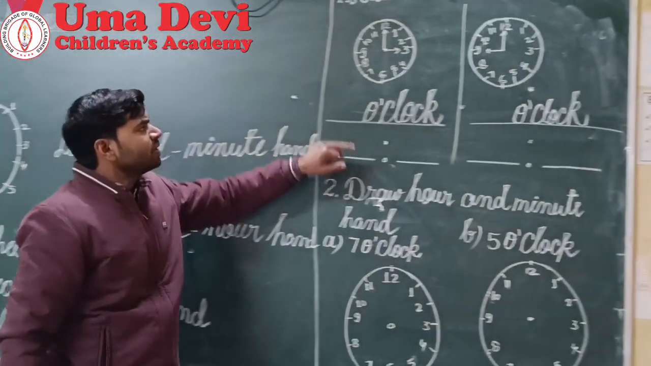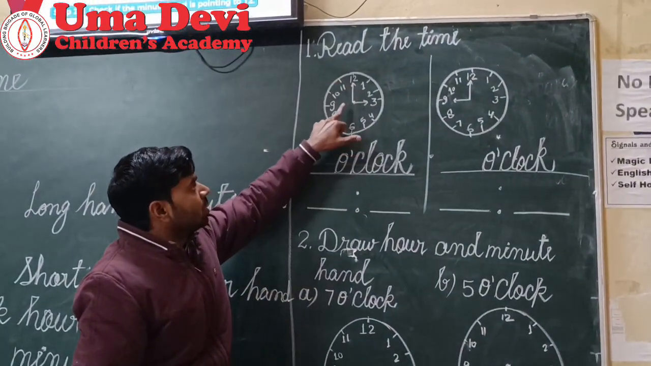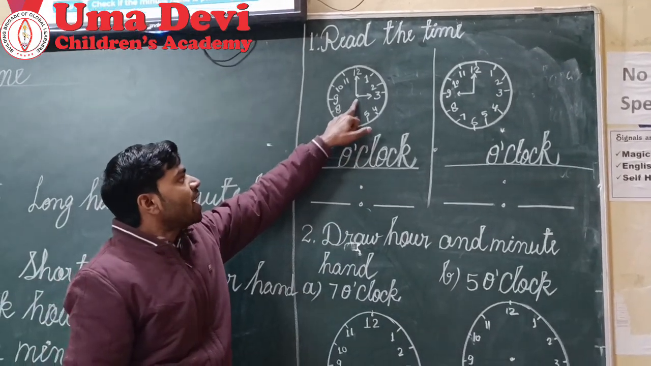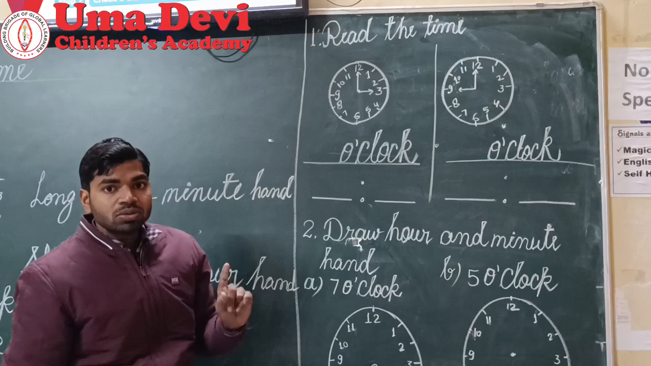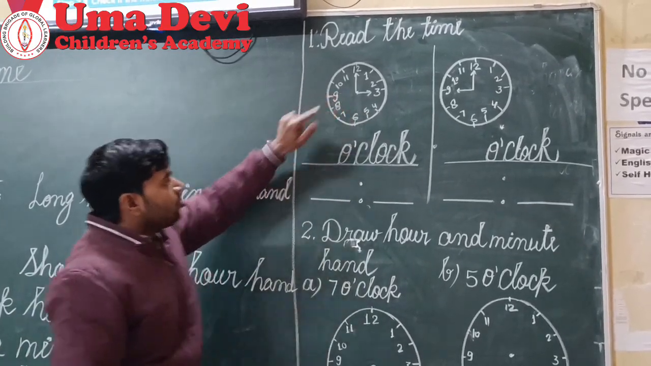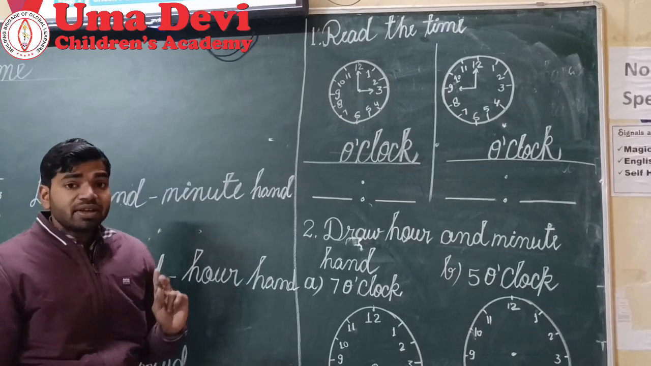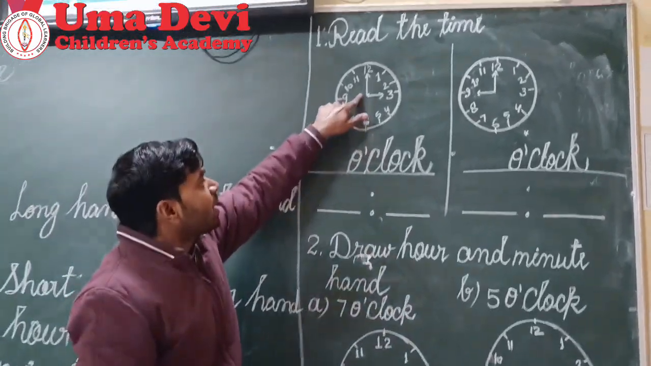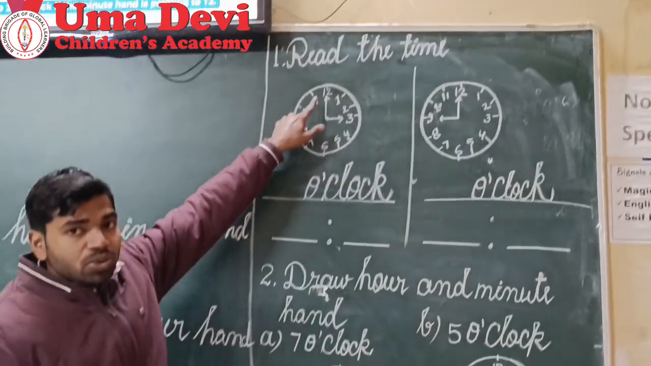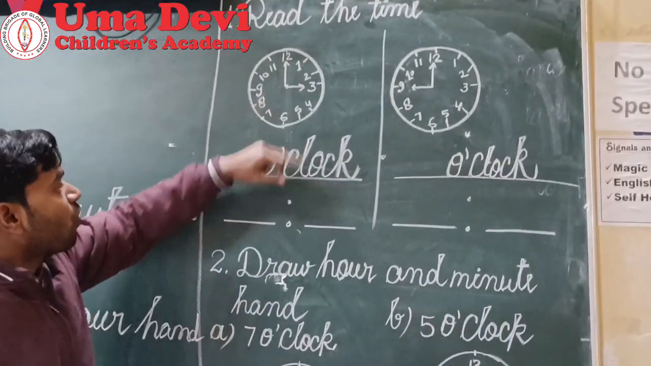Okay. So look at this now. First, we will check the hour hand. So the hour hand is pointing to 3. Look at this. Then the second step is check the minute hand. The minute hand is pointing to 12. Isn't it clear? So now what is the time?